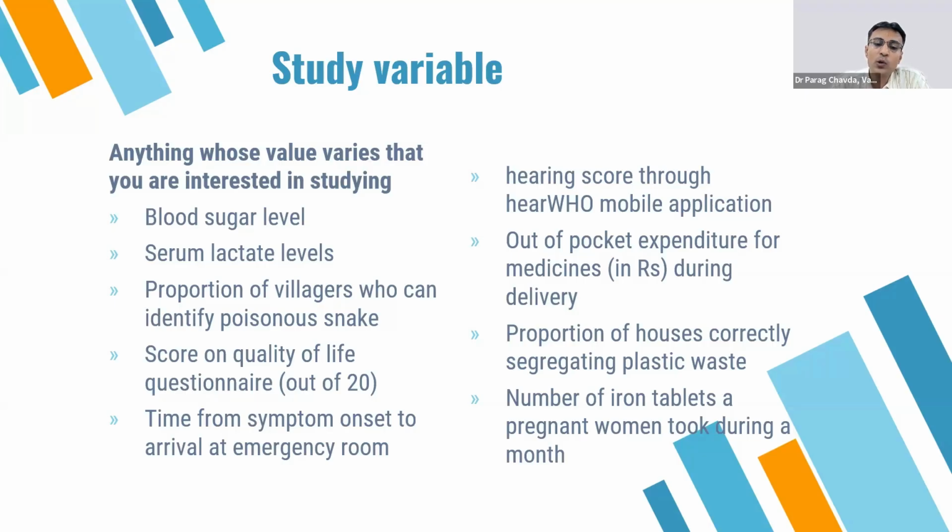Proportion of houses who are correctly segregating plastic waste. And we saw that in the dengue affected area, less proportion was correctly segregating. In the not highly dengue affected area, more proportion was segregating. Number of iron tablets a pregnant woman took during a month. So all of these are study variables, right?